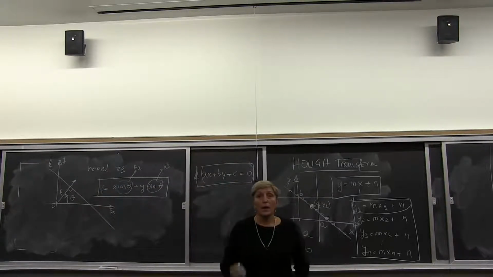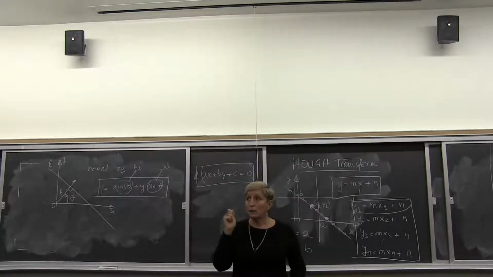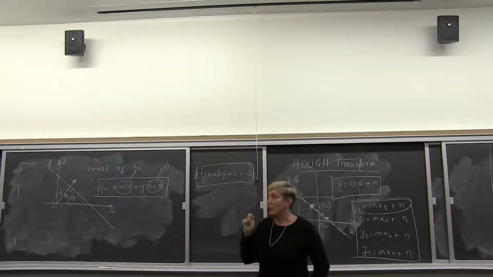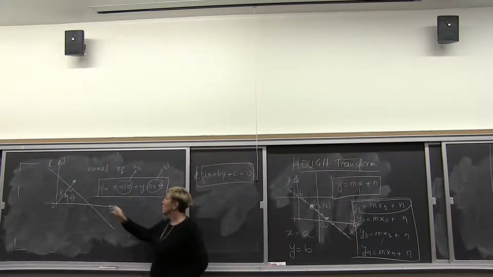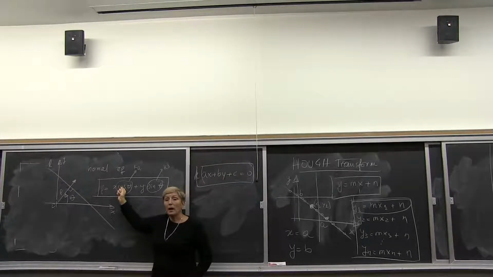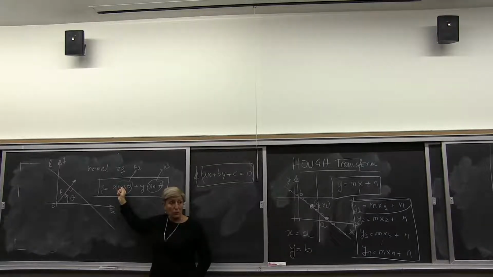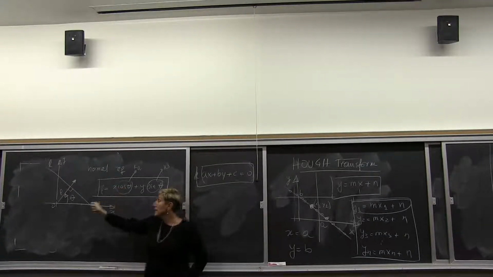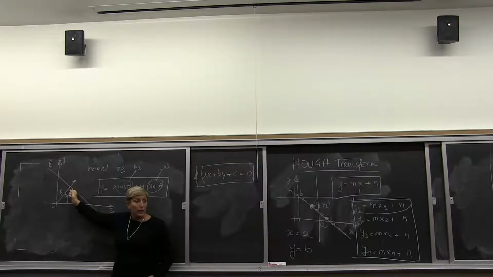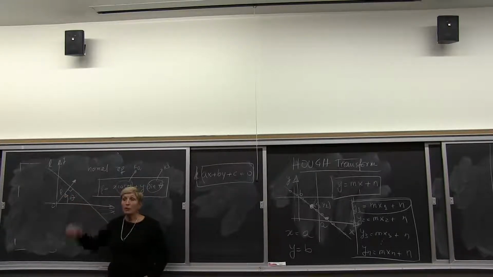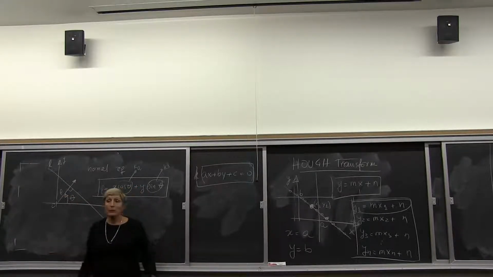Okay, so now given a point in the image that's a candidate to be part of a line, that point is going to vote for a pair rho theta, which are now the parameters of my line. So instead of having m and n, slope and intercept, what I have is distance to the origin and the orientation of the normal. This representation solves my problem of an infinite range for m and n.